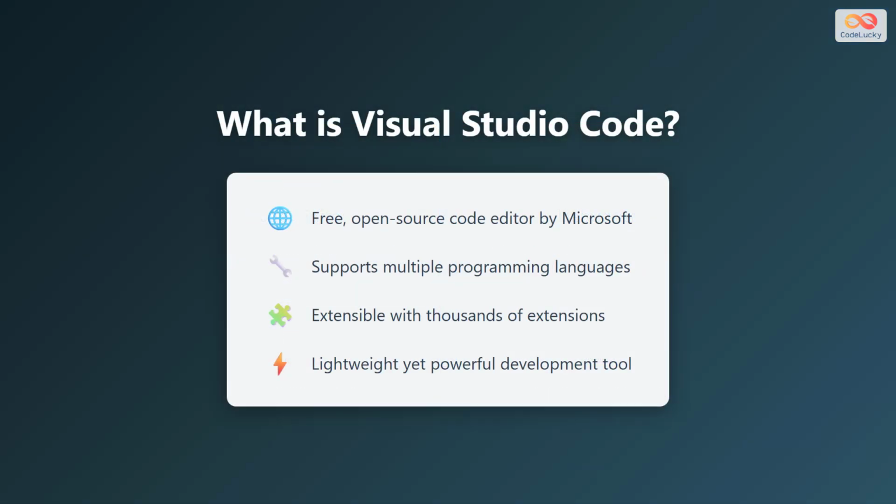Visual Studio Code, often called VS Code, is a free and open-source code editor developed by Microsoft. Unlike PowerShell ISE, VS Code is not limited to just PowerShell. It supports multiple programming languages, making it a versatile tool if you work with different technologies. VS Code is extensible, meaning you can add thousands of extensions to customize it for your specific needs. Despite being feature-rich, it remains lightweight and fast, providing a powerful development experience without consuming excessive system resources.